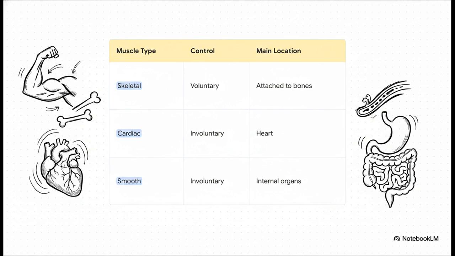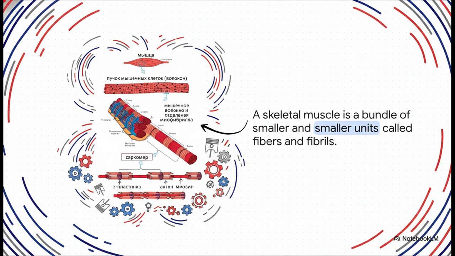The easiest way to tell them apart is to just ask 2 simple questions. Can I control it, and where is it? If you can consciously decide to move it, like your bicep, it's skeletal. If it works automatically, without you thinking about it, it's either the smooth muscle lining your organs or the cardiac muscle of your heart. So how does a muscle actually create movement?